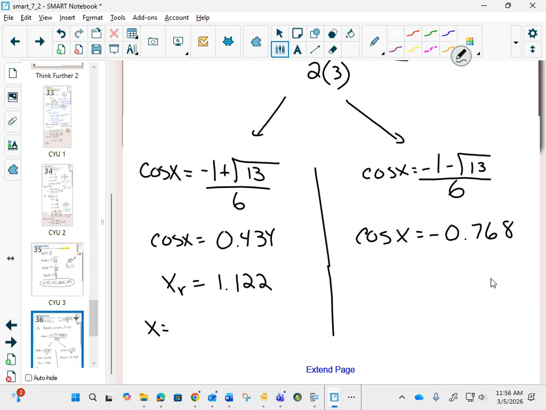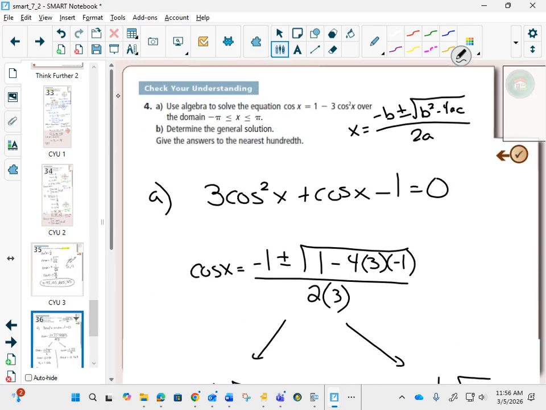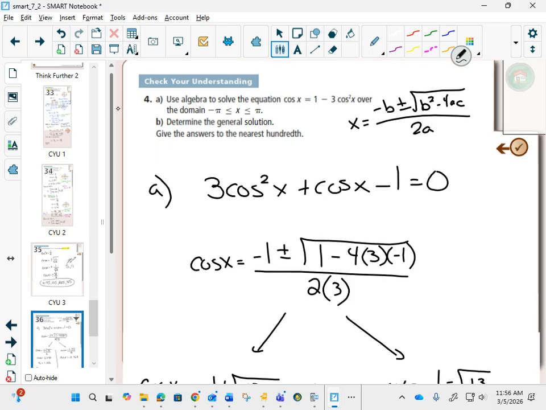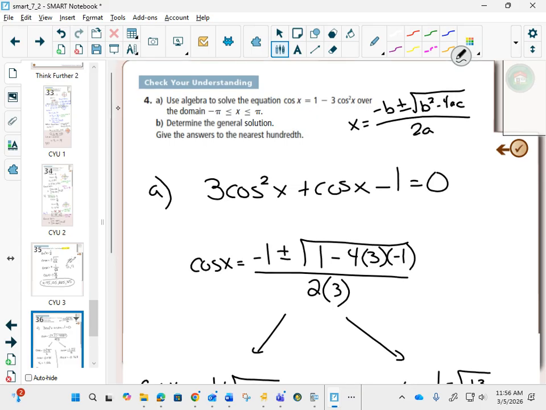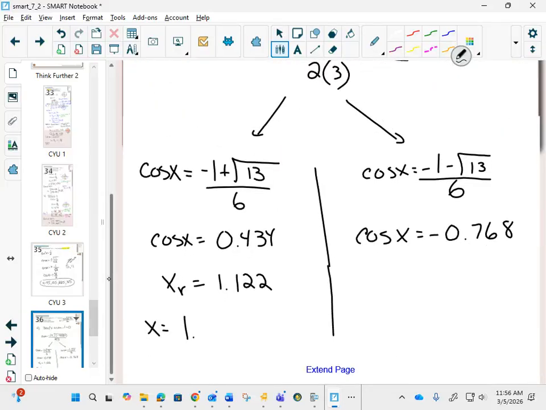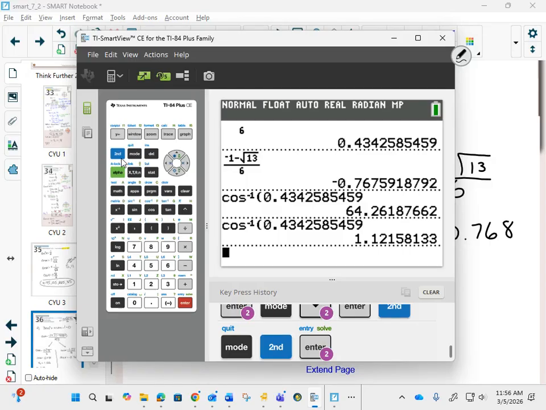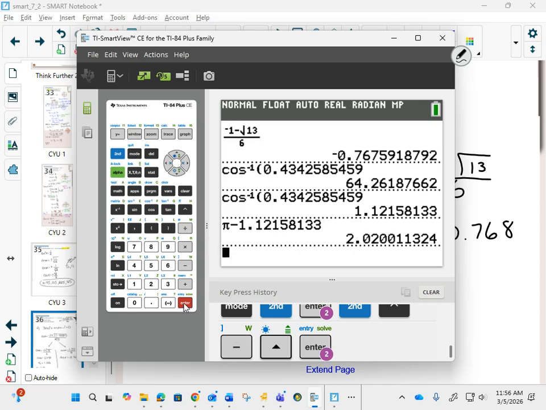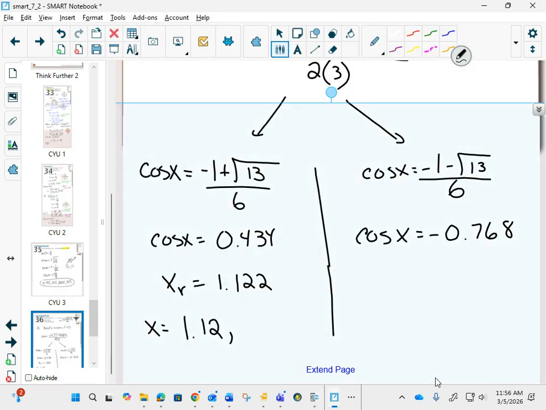So my actual answer is between 0 and 2 pi. What do they want? They don't say how many decimal places? Oh yeah, they do, to the nearest hundredth. That's what I was wondering. So, this is positive, so I'll be in quadrant 1 to the nearest hundredth. And quadrant 2, I'll take out my calculator. Quadrant 2 would be pi minus my reference angle, 2.02.